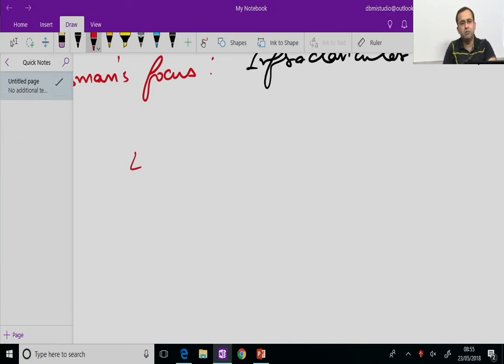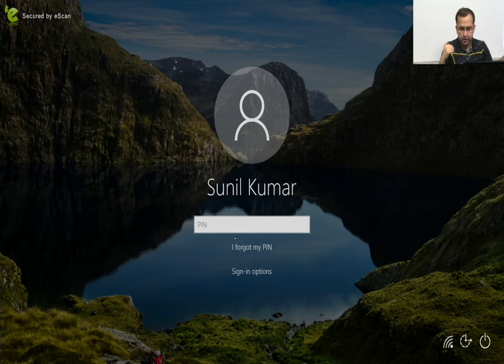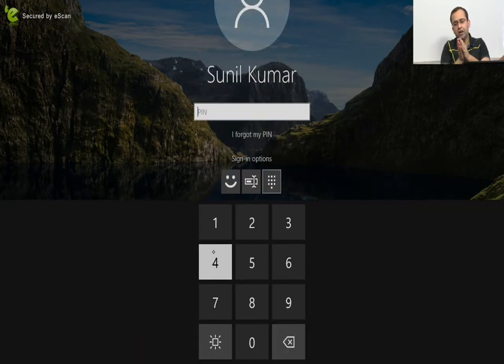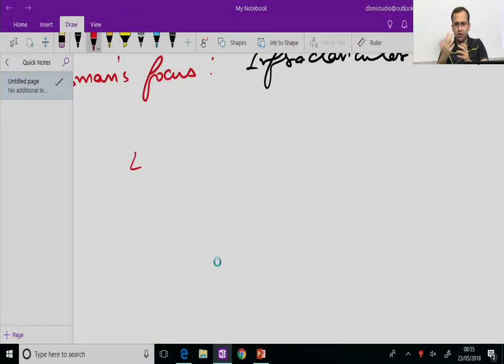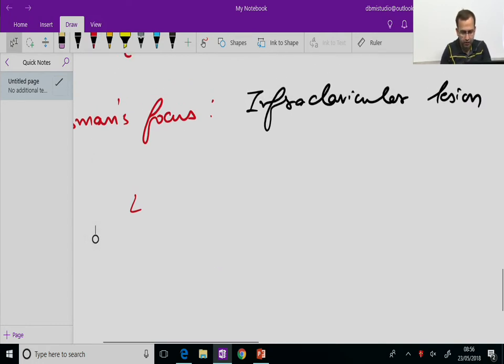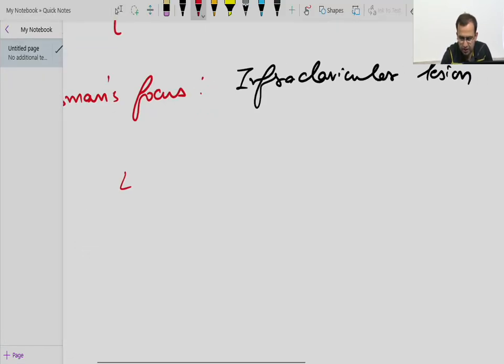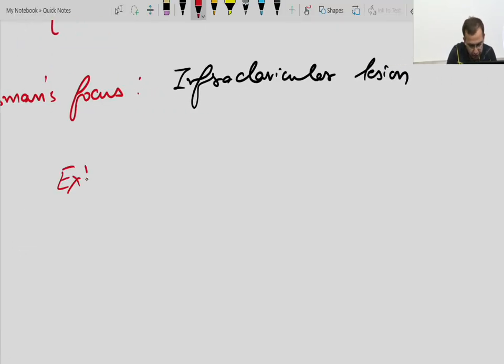So extrapulmonary TB, the most common site of involvement is lymph nodes. And which is the most common group of lymph nodes involved? The cervical group of lymph nodes, firstly. Next point in this is genital TB. Genital TB, in case of males, the most common site is epididymis, whereas in females, the most common site is fallopian tube.